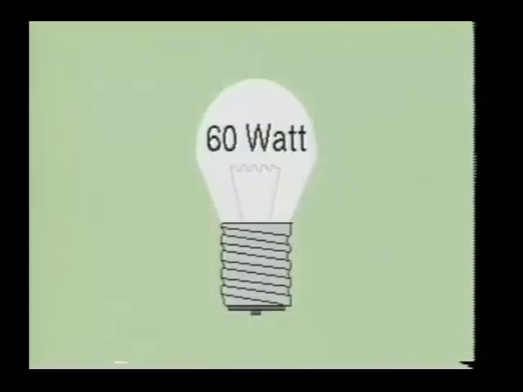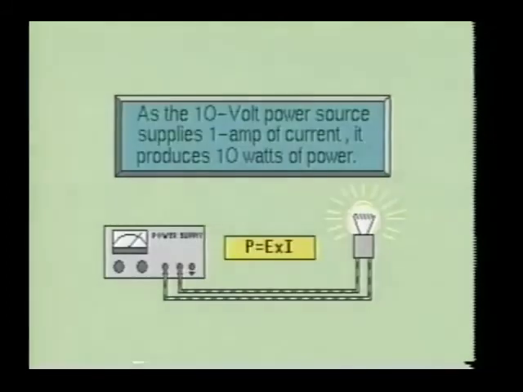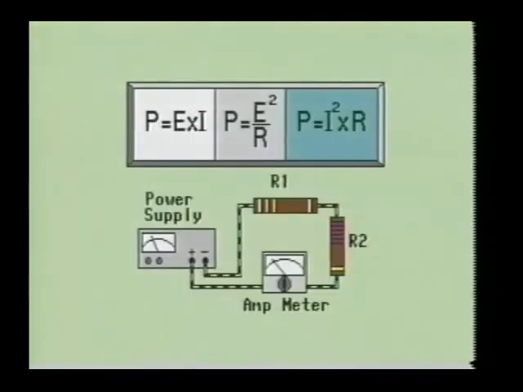You are familiar with the term watt with reference to an electric light bulb. A 60-watt bulb consumes 60 watts of electrical energy when it is lighted. A 100-watt bulb consumes 100 watts of energy, and so on. In an electrical circuit, power is equal to the product of the voltage times current. As an example, if our power source is supplying 10 volts and the current is 1 amp, the power consumed is 10 times 1, or 10 watts.